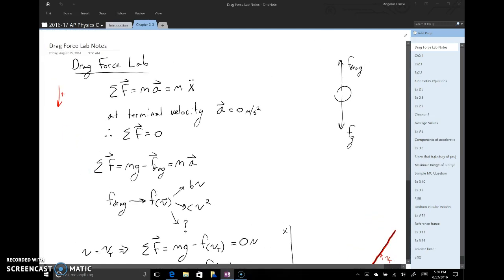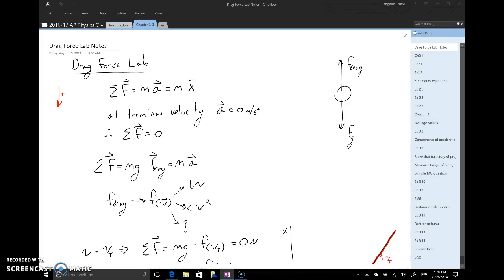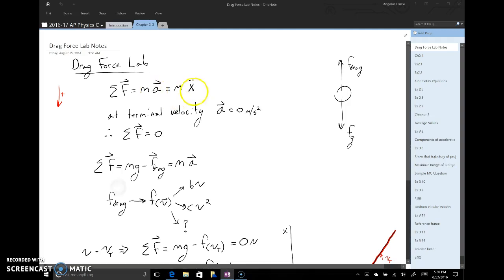So in this lab, we're going to take an object and we're going to try to determine a relationship between the object's shape, the velocity it's traveling at, and the amount of air resistance that it feels. So let's do a little bit of review here. So first, we've got Newton's second law.